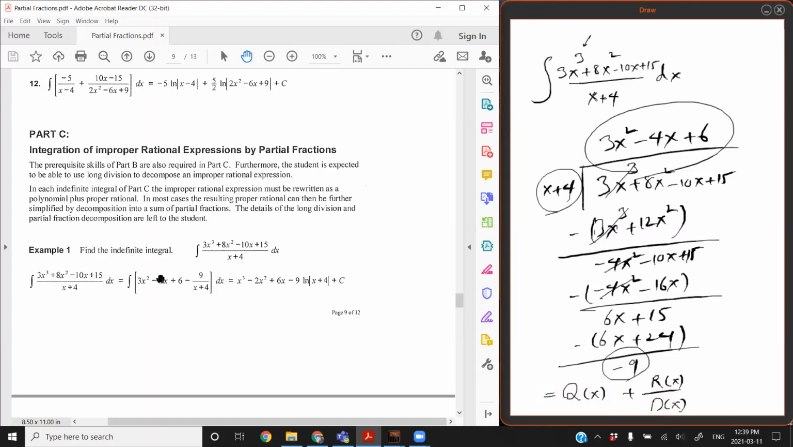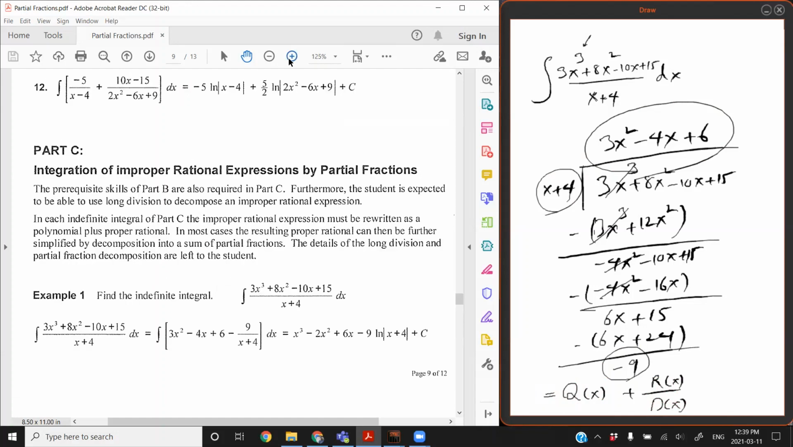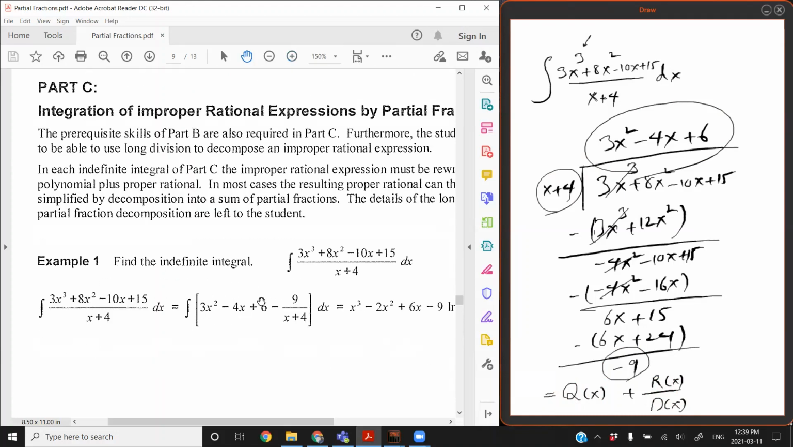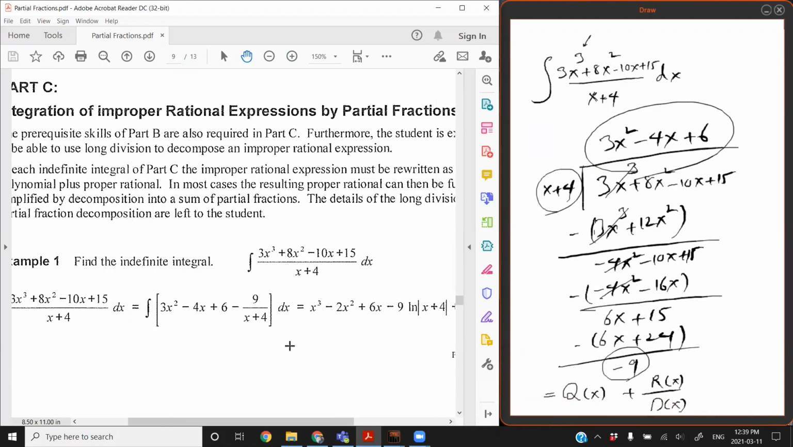And this is what you see here, over here. This is the quotient, 3x squared minus 4x plus 6. Then you can have a plus minus 9 here over the divisor. And then you see it's very easy to find the antiderivative now. Antiderivative of this part is 3 over 3 x cubed. Antiderivative of this part is minus 2x squared. Antiderivative of this part is simply 6x. Antiderivative of this part is going to be minus 9 ln of absolute value of x plus 4.